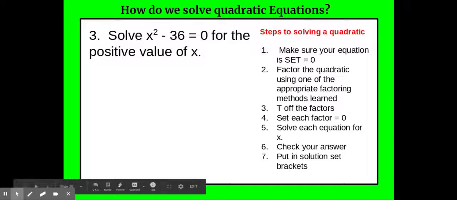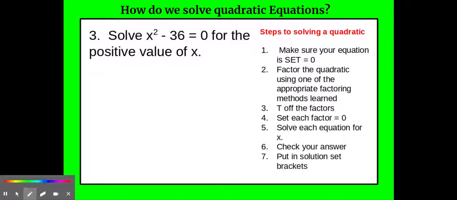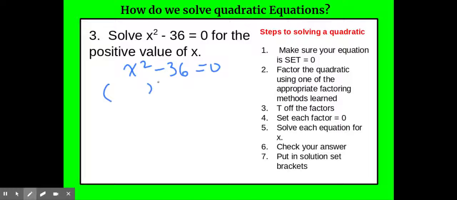Now on to the next one. This one says solve the quadratic for the positive value of x. So again, we're still going to make sure that the quadratic is set equal to 0, which it is. Now this is not GCF. It's a difference of two squares. So you're going to set up your double bubble, put equals 0. To factor a difference of two squares, you put a plus and minus. Square root your x squared, you put the x in the front. Square root your 36, you put your 6 in the back.